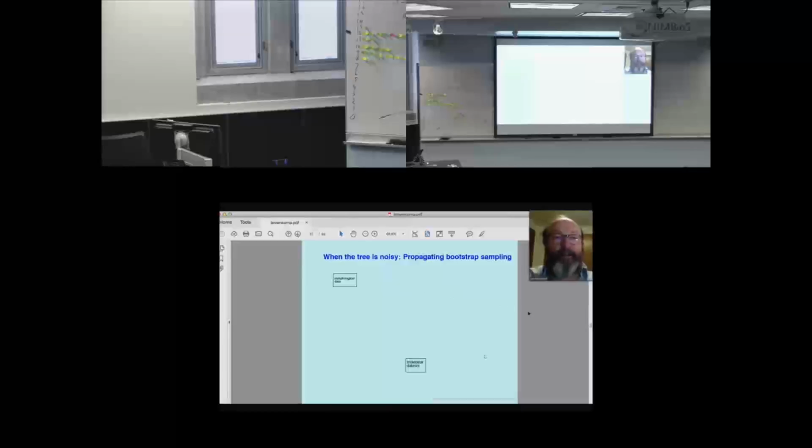You might wonder what you can do to take into account the uncertainty of your tree. Because people are going to give you molecular phylogenies. Those molecular phylogenies are noisy. How can we take that into account? Well, one of the major ways of assessing the noise in a phylogeny is bootstrap sampling, where in the molecular data, you do a bootstrap sample of molecular sites in the molecular data, and you get different trees out of each round of bootstrap sampling.